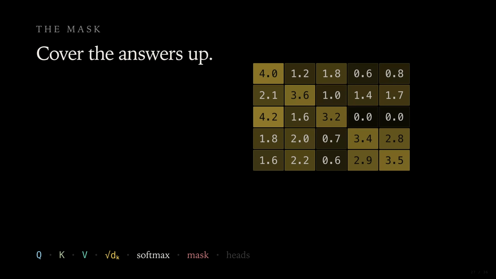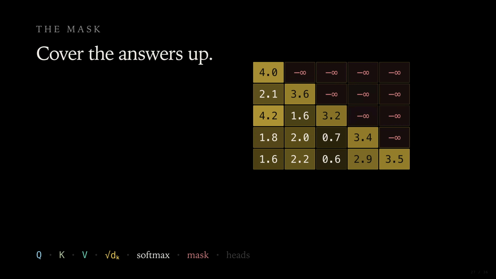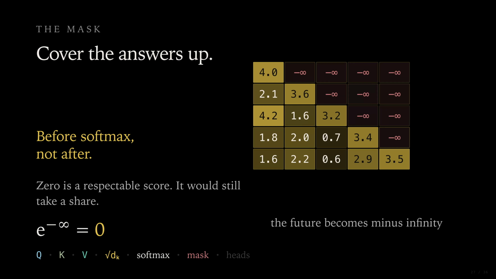The fix is a mask. Anywhere a token would be looking forward above the diagonal, you put negative infinity, and then you add that to the scaled scores. The past comes through untouched because adding 0 changes nothing. And it is worth noticing where in the sequence this happens, which is before Softmax rather than after. As for why negative infinity rather than 0, it is because 0 is a perfectly respectable score that would still take a share, whereas e to the power of minus infinity is 0, so nothing gets through at all.